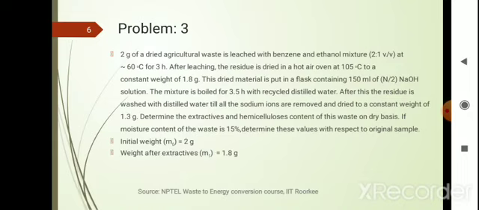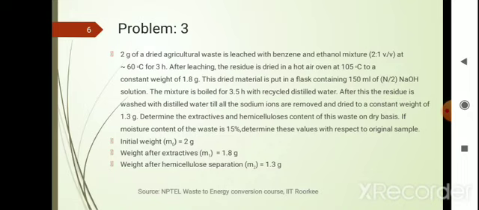Then the weight after extractive testing, that is the first process with ethanol and benzene mixing and drying in the hot air oven, what is the new weight? It is reduced to 1.8 grams. So M1 is 1.8 gram. Then after that, with sodium hydroxide solution, we have another mass, the weight after hemicellulose separation, sorry, M2. So M2 is 1.3 grams. So these three masses are given.